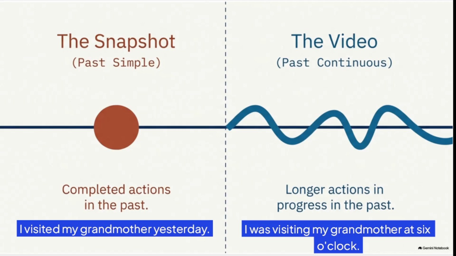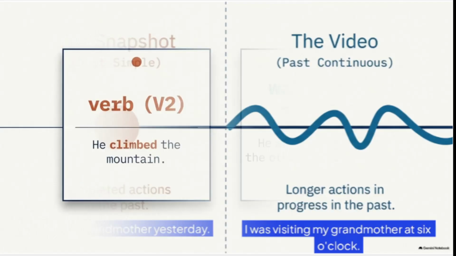It describes an action that was in progress at a particular time in the past. For example, I was visiting my grandmother at 6 o'clock. Here, we imagine the action happening over a period of time. So remember, past simple equals a completed action. Past continuous equals an action in progress. This simple picture can help you remember the difference.